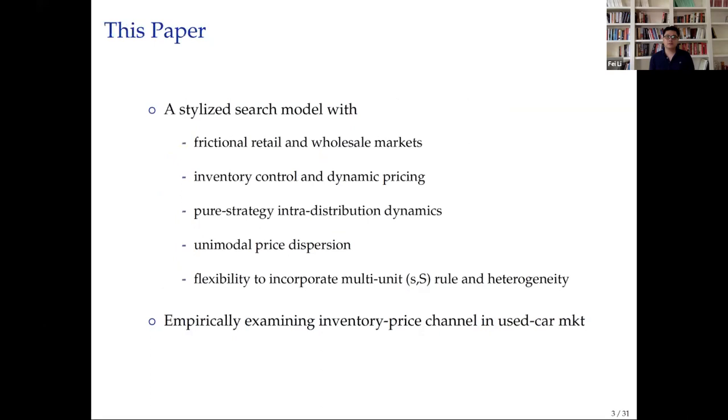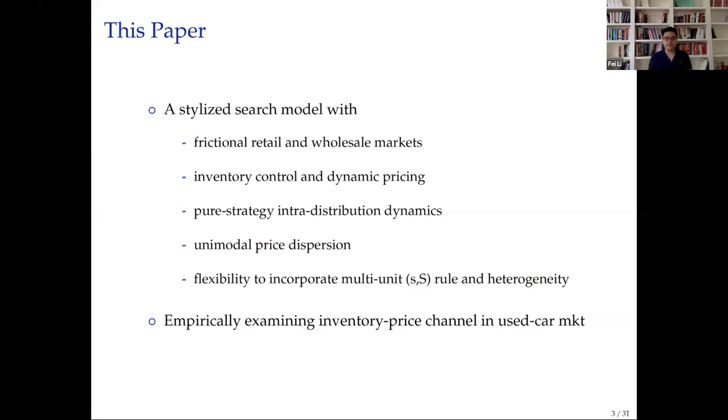So you're going to see a simple directed search model, very stylized, just to show the basic idea. There will be frictions in the retail market, where the intermediary or dealer has to interact with buyers. And there will be search frictions in what we call the wholesale market, where the dealer will interact with producers or sellers. Both markets are going to be frictional, so people need to search in both markets. And the dealer will control their inventory dynamically and decide their price dynamically.